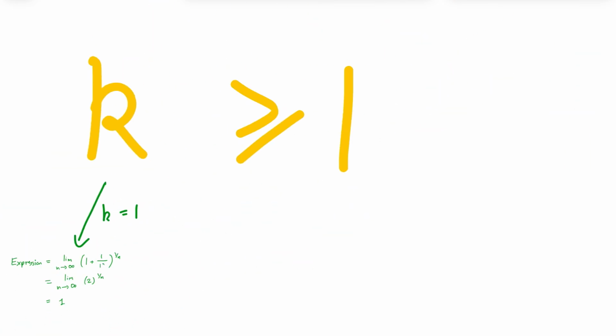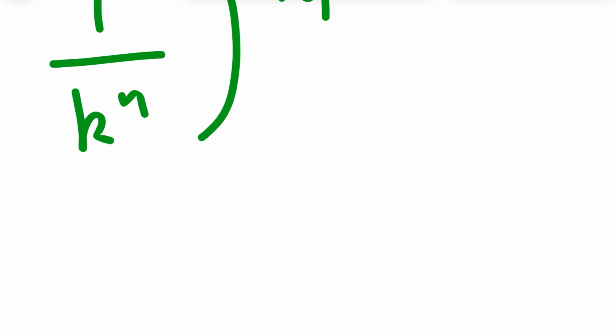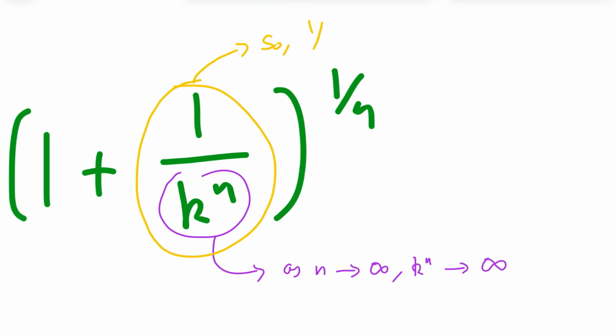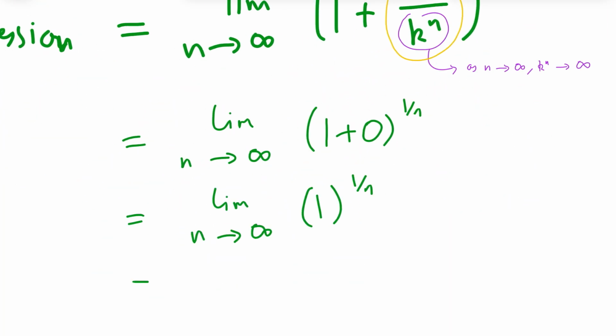In the other case, where k is greater than 1, it's even easier. As n increases, k to the n increases, and what's more, as n approaches infinity, so does k to the n. So 1 over k to the n approaches 0, and the whole expression approaches 1. At this point, the nth root of 1 is 1, actually, regardless of the value of n.